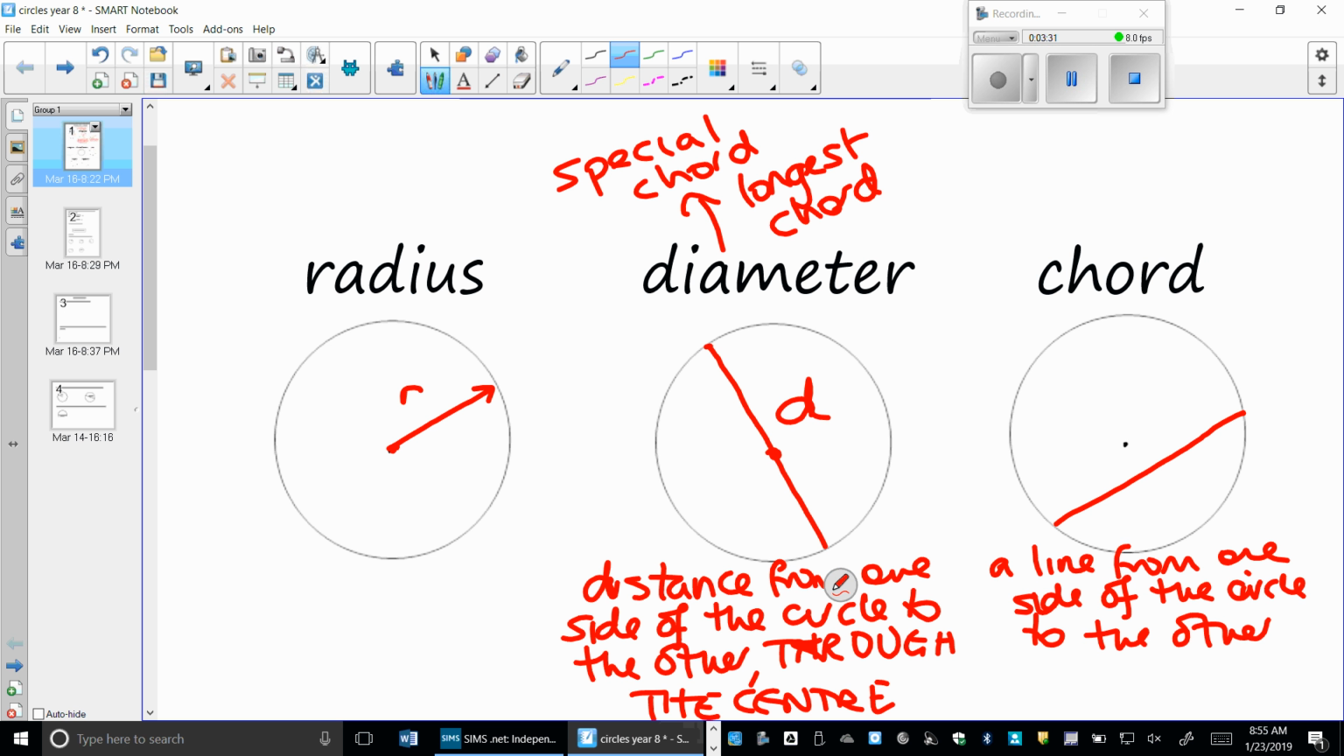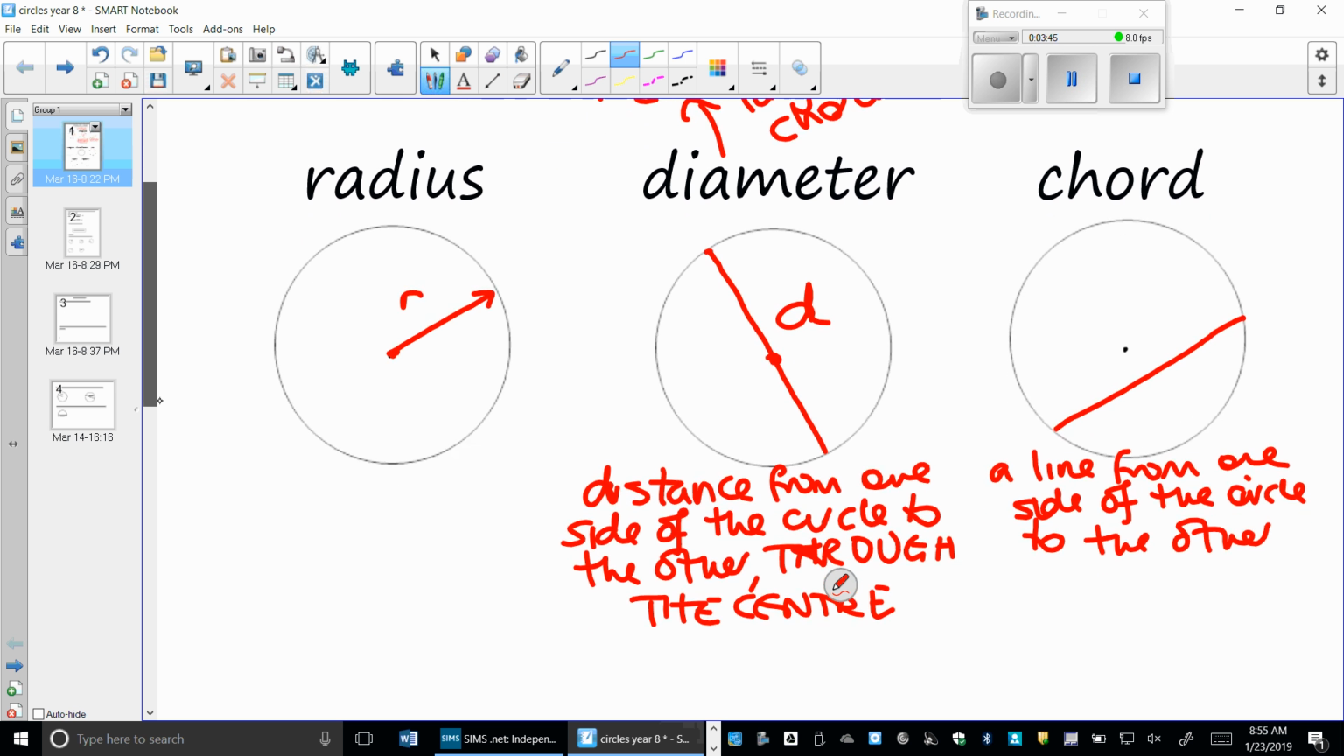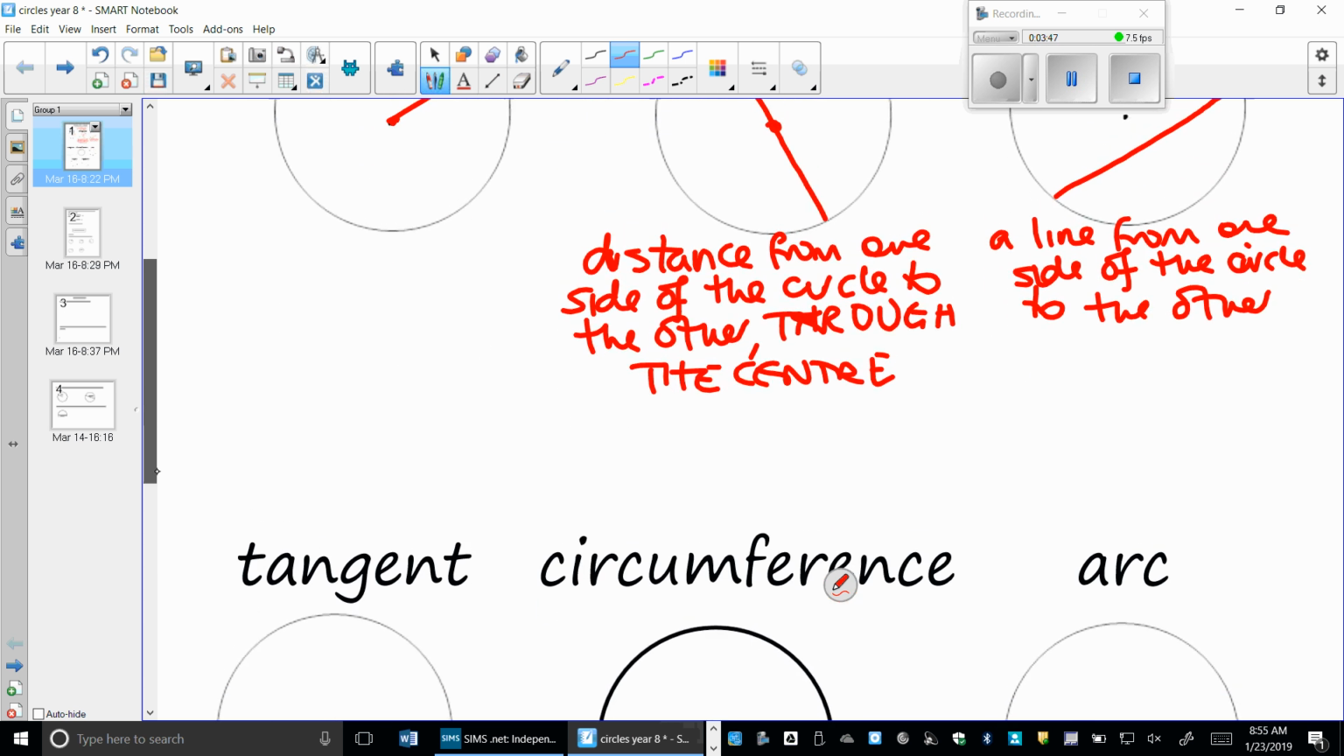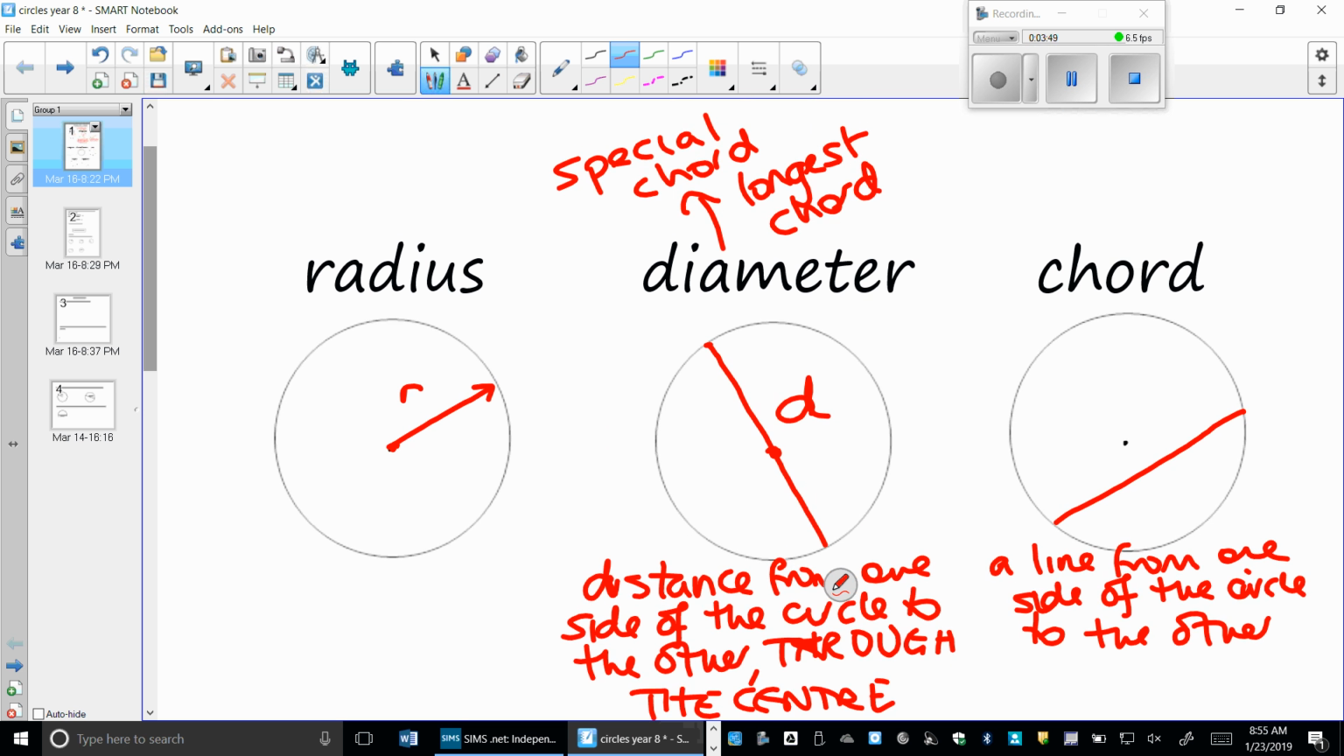Make sure you're happy with that description. Chord we don't label with any specific letter, it's just the radius and the diameter. Okay, so radius, diameter. I labeled it with the C. Alright, so that's chord. So the diameter is a special chord, it's the longest chord.